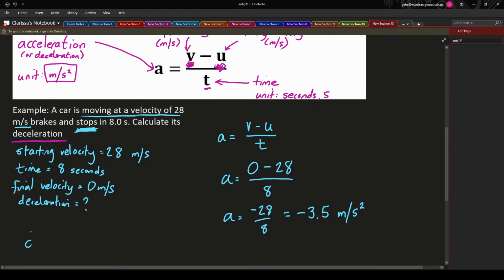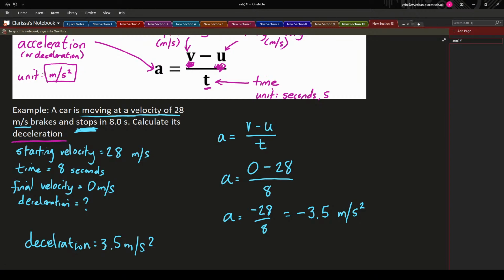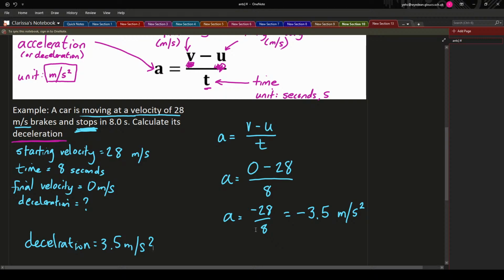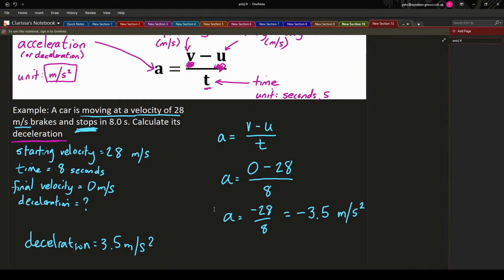So deceleration is 3.5 m/s squared. I dropped the negative because I'm specifically saying it's deceleration now, so I don't need to keep the negative anymore. I don't want you guys to do this calculation and then see that it's negative and think, oh my gosh, I made a mistake somewhere, can't work out where you made the mistake because there was no mistake, and then just give up on the problem entirely.